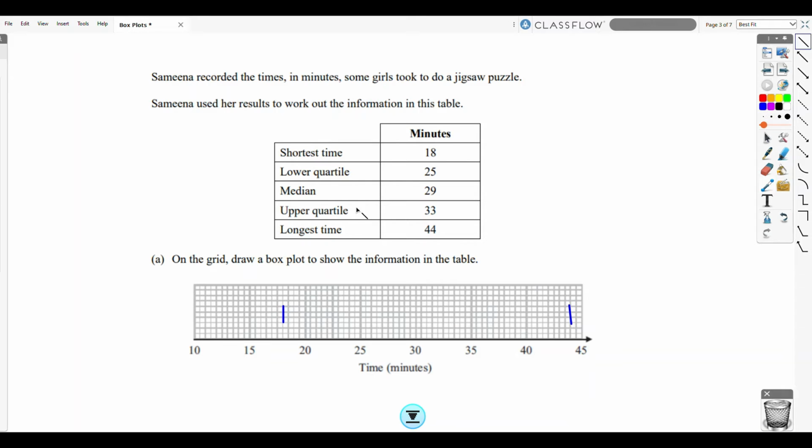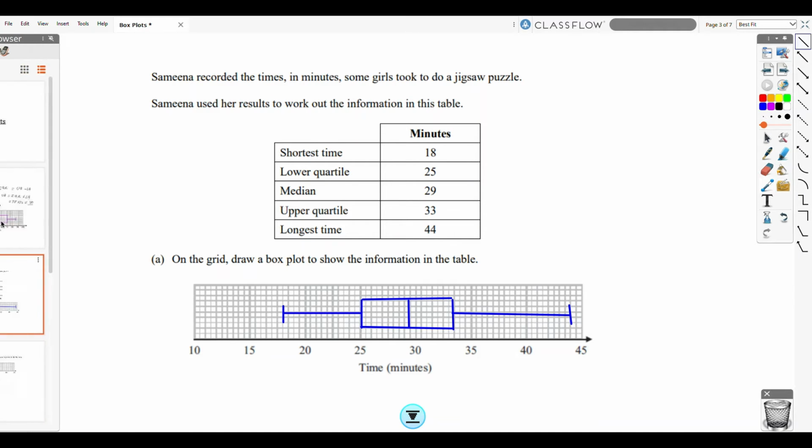Next, we need to draw our lower quartile, which is at 25. You want to make this a little bit bigger once again. Your median is at 29. And then your upper quartile is at 33. And then you just join everything up. Like that.